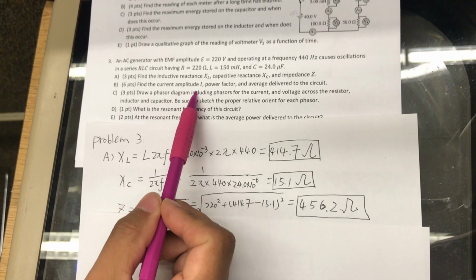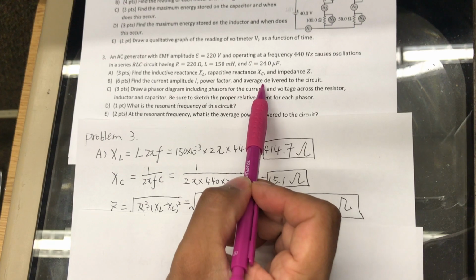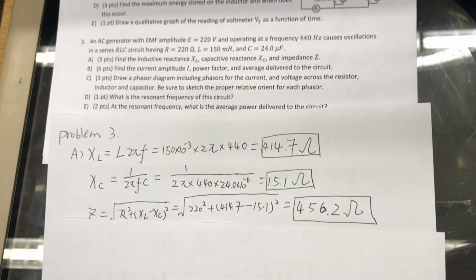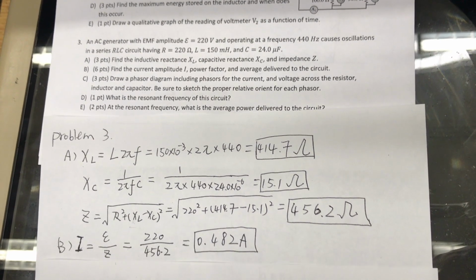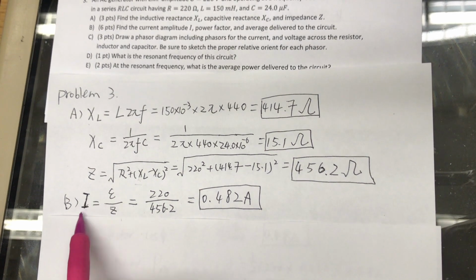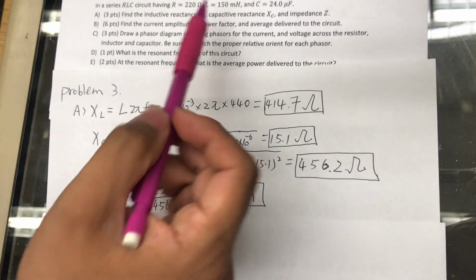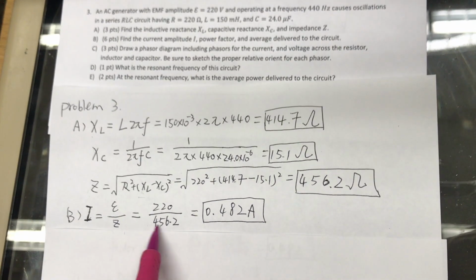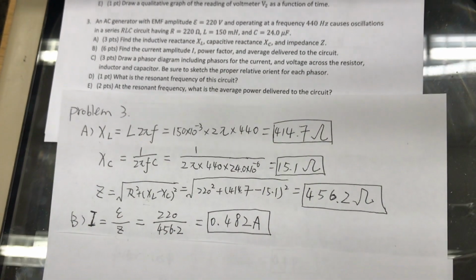B, find the current amplitude I, power factor, and the average power delivered to the circuit. Now, first, the current amplitude is given simply by the equation I equals epsilon over the impedance. Kind of looks like I equals V over R. We have epsilon, 220 volts, and the impedance we just calculated from part A, 456.2 ohms, and we get 0.482 amps.